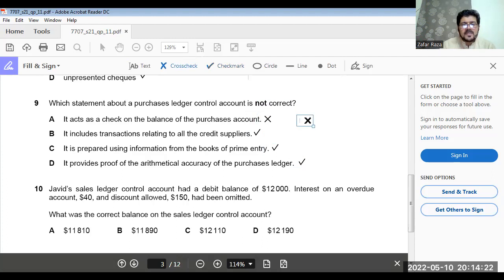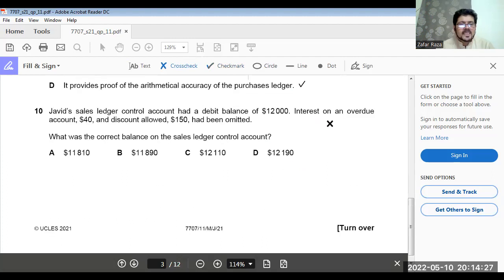This is not correct. We do not make purchase ledger control account to check purchases, but suppliers. Okay. Now, sales ledger control account had a debit balance of 12,000. Interest on an overdue account of 40 and discount of 150 had been omitted. What was the correct balance on the sales ledger control account? Balance is 12,000 plus 40 minus 150, 11,890. Yes, this is the answer. 11,890 is the answer.